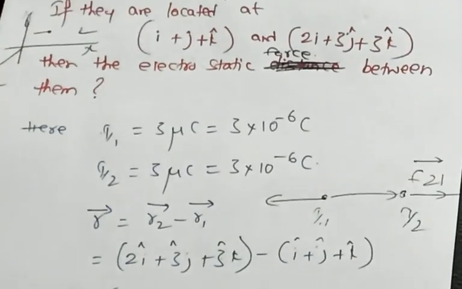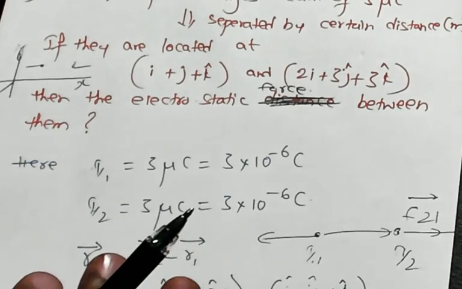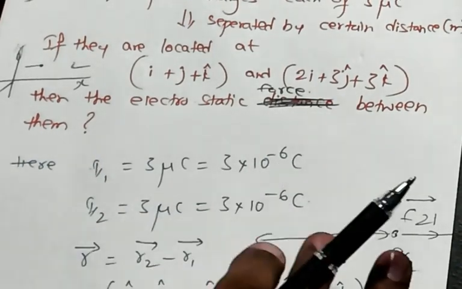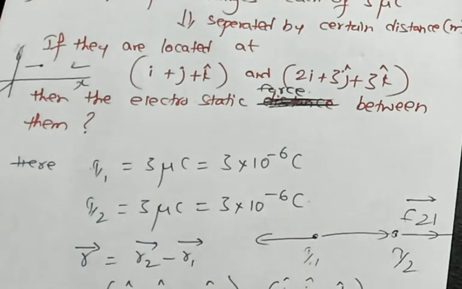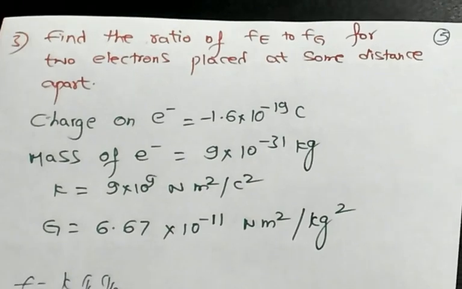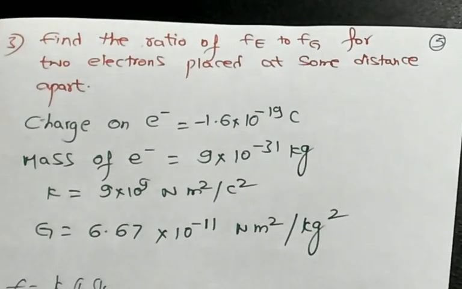Very easy, right? So you should know how to represent the vectors, and how to subtract a vector from another vector. That's all. That is the only secret about this particular question. Now, let us take up the next question.